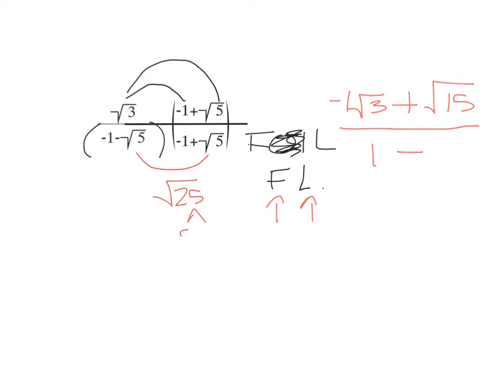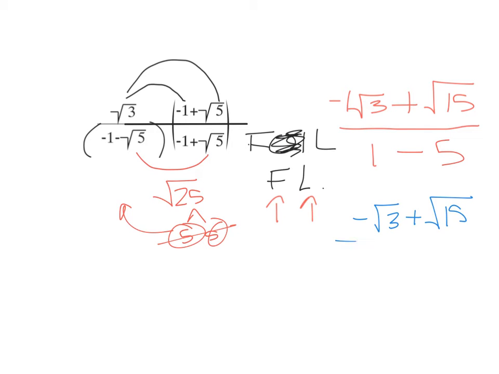But radical 25, or the square root of 25, is 5, because we have a pair of 5s that come out, and there's no more radicals, so that's over 5. And so let's simplify what we have for an answer here. Negative radical 3, remember we don't need the 1, plus radical 15 was simplified, all over 1 minus 5, which is negative 4.